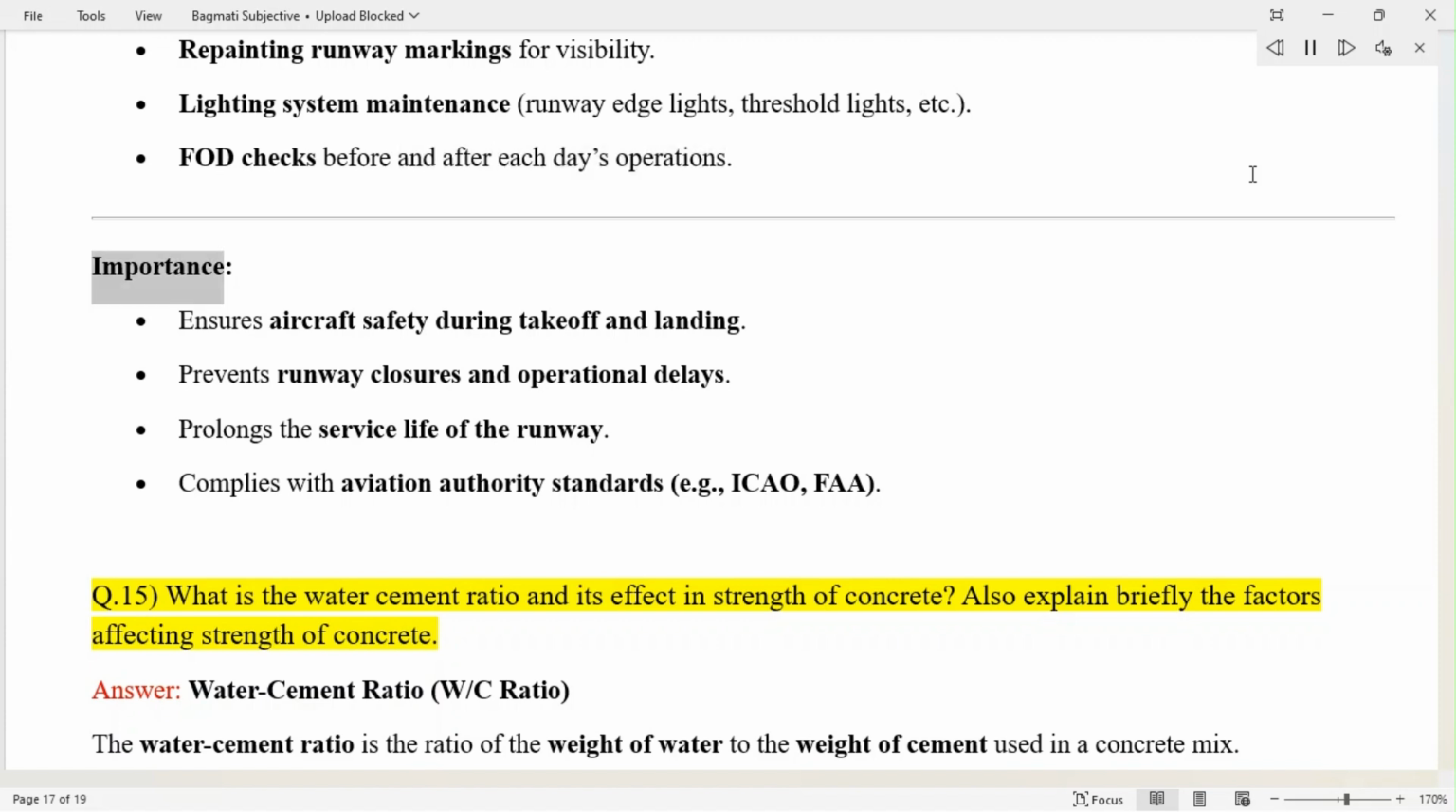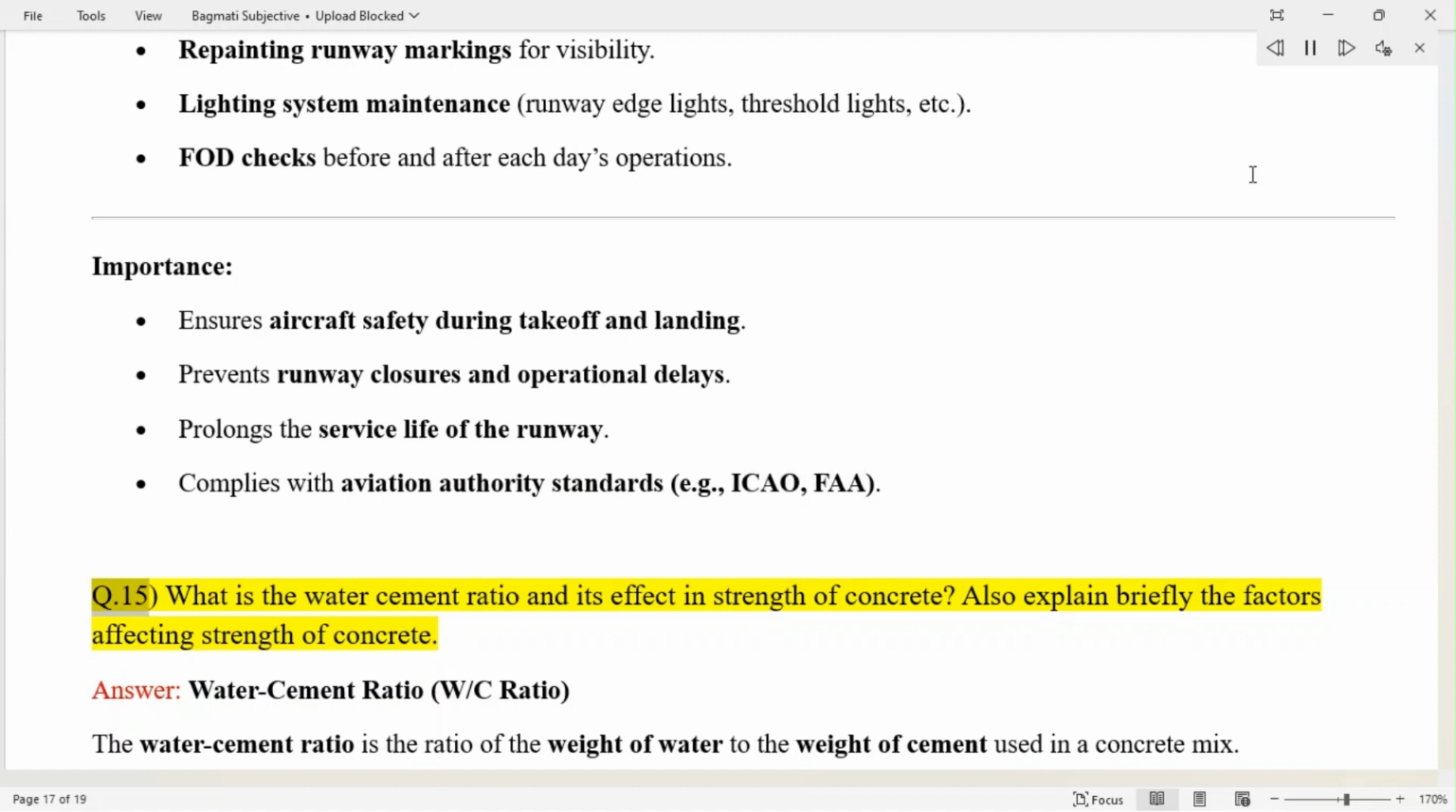Importance. Ensures aircraft safety during takeoff and landing. Prevents runway closures and operational delays. Prolongs the service life of the runway. Complies with aviation authority standards, for example ICAO, FAA.